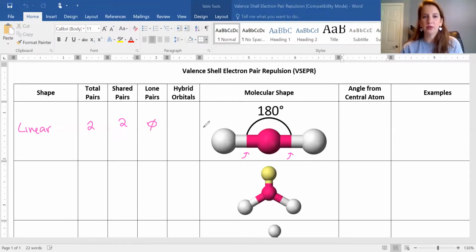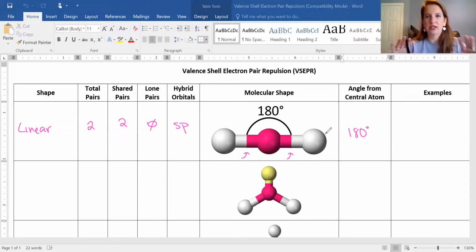The hybrid orbitals, those are just which orbitals are going to be coming together to allow those bondings to happen. And this is going to be an sp hybrid orbital. This is just something that you have to memorize, nothing else about why or how those come together. The angle from the central atom is going to be 180 degrees as seen in this picture.